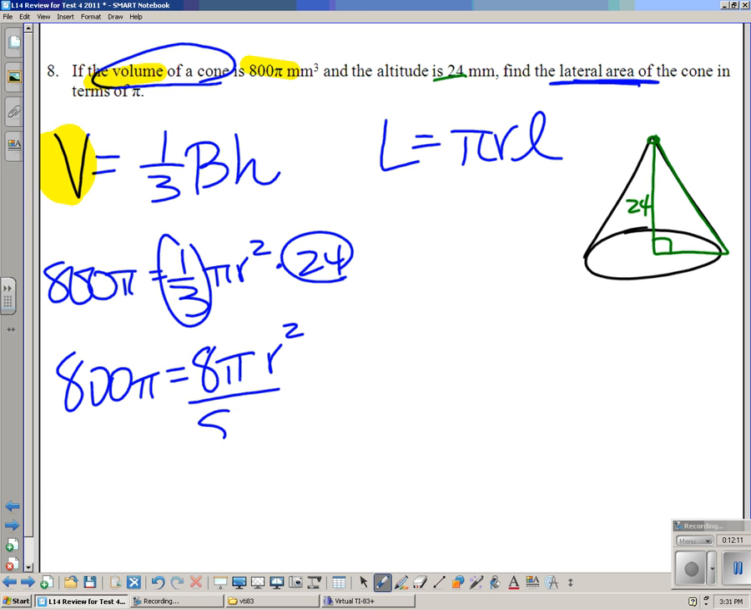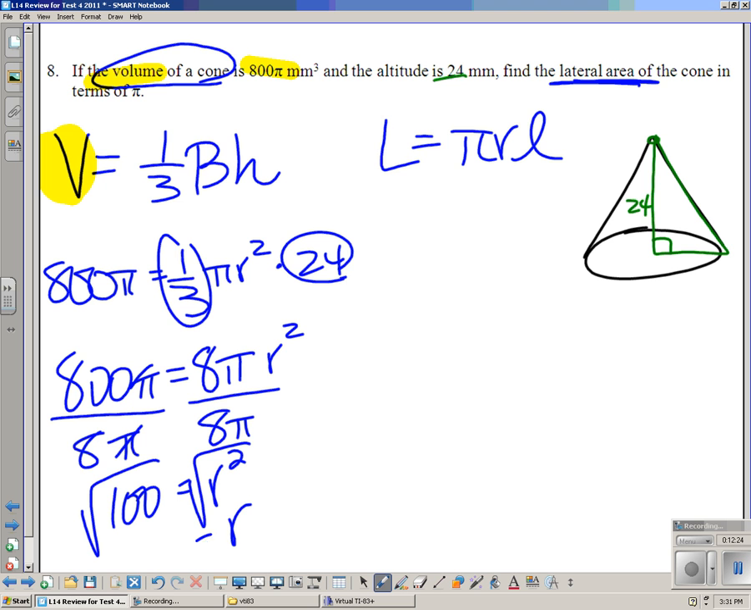So the first thing we're going to do is divide by 8 pi. The pi's cancel. 800 divided by 8 is 100. Equals r squared. We're going to take the square root on both sides. And r is 10. So from the volume, we were able to generate the radius. Now, lateral area. Lateral area is pi times the radius times the slant height. So we have pi times the 10 times, I don't know the slant height.